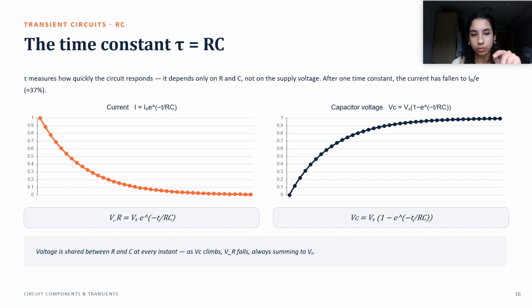Now here we have two graphs, one for current against time, the other for voltage against time. So for how the current changes against time, you get the equation. We have talked about the equation. Then for voltage against time in a capacitor, it is Vs times 1 minus e to the power of minus t over RC, okay? These equations, you could either remember them or they are probably coming up in your exams with it as well.